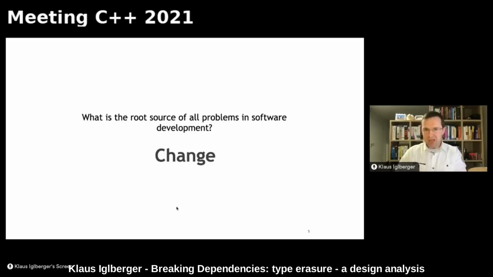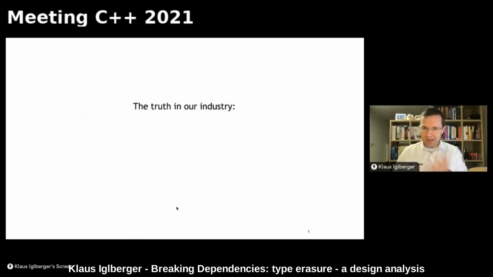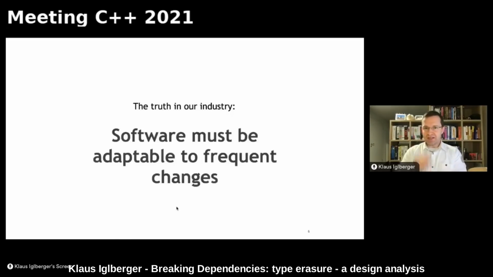Yet change is not a problem in itself. It's actually the truth in the industry that software must be adaptable to frequent changes. It is expected that things change. And as a side remark, this is actually the reason why software is called software. It is supposed to change. It is supposed to easily adapt to any kind of requirements change.